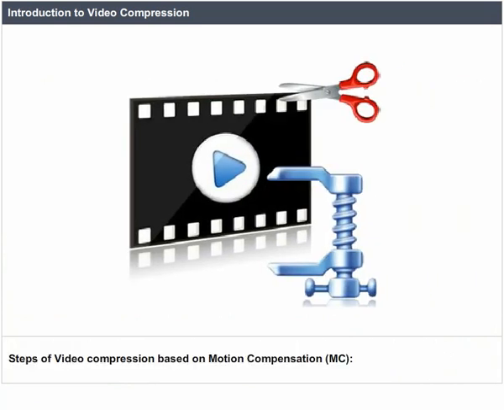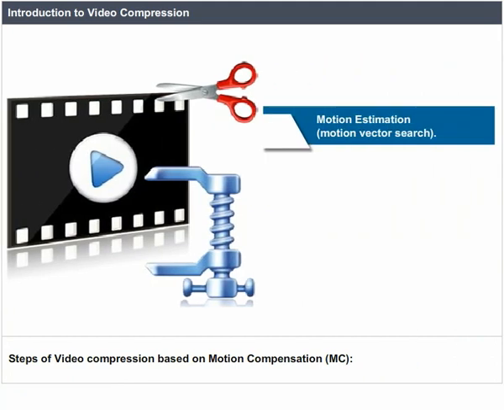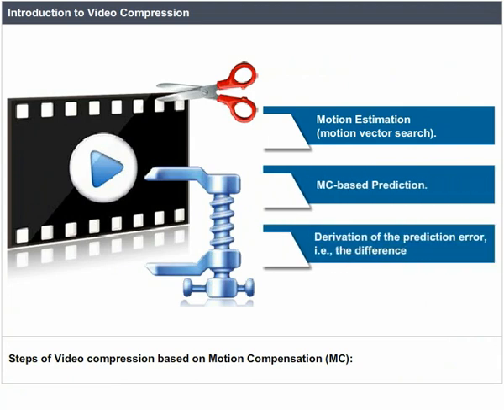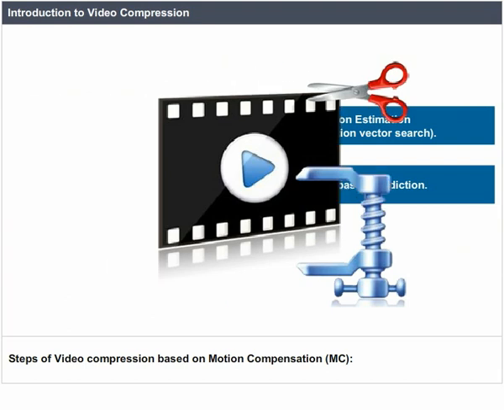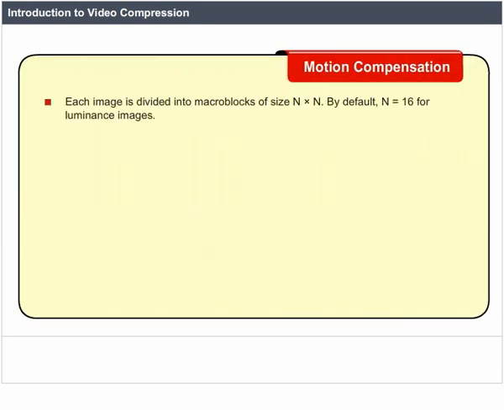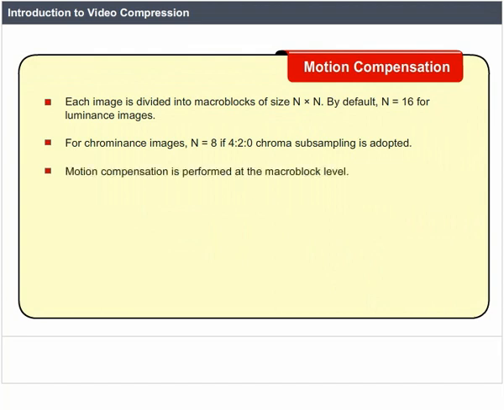Steps of video compression based on motion compensation, MC: motion estimation, motion vector search, MC-based prediction, and derivation of the prediction error, that is, the difference. Motion compensation: each image is divided into macroblocks of size n by n. By default, n equals 16 for luminance images. For chrominance images, n equals 8 if 4:2:0 chroma subsampling is adopted. Motion compensation is performed at the macroblock level.